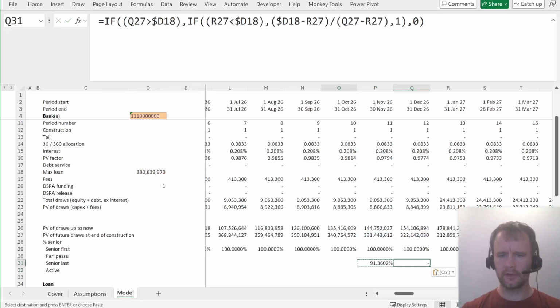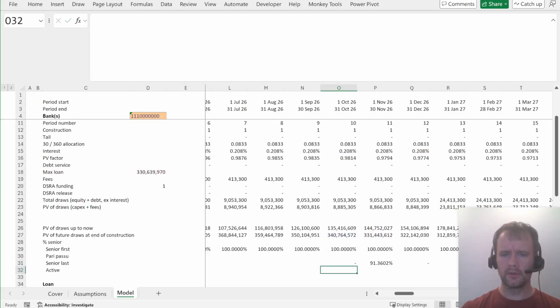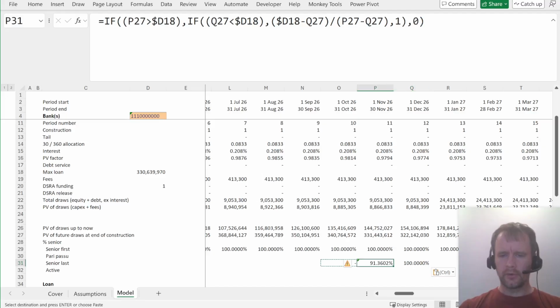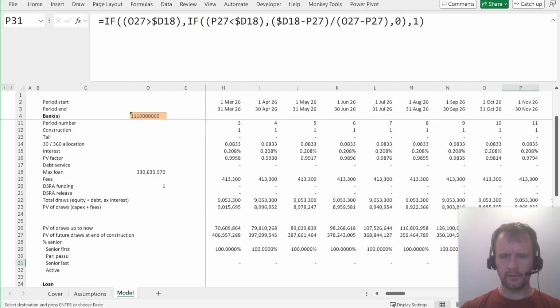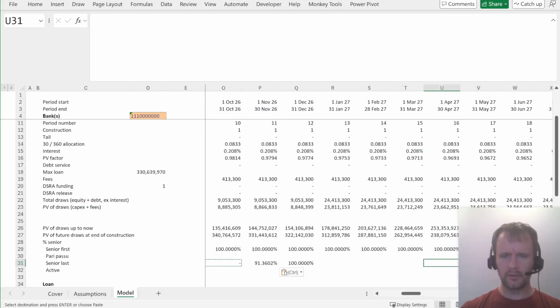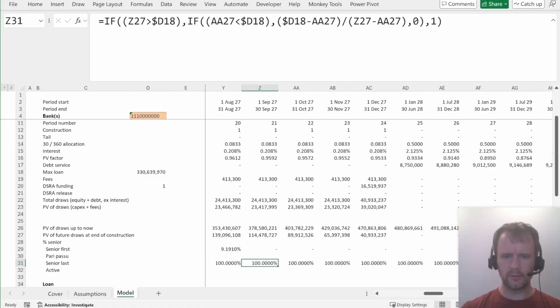I think I did that right. Let's see. It should go to 0 there. No, sorry, I did it wrong. Because for the equity one, it should be 0 before and 100 after. Because this is senior last, meaning as soon as you start paying things on the senior debt, you never stop. And that should really only come out to the end of construction.